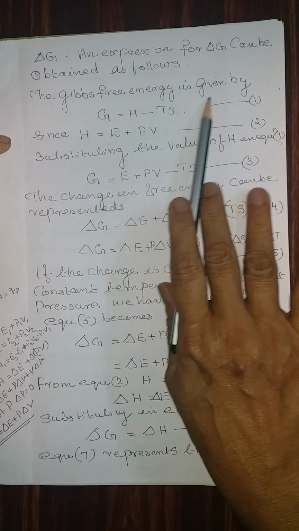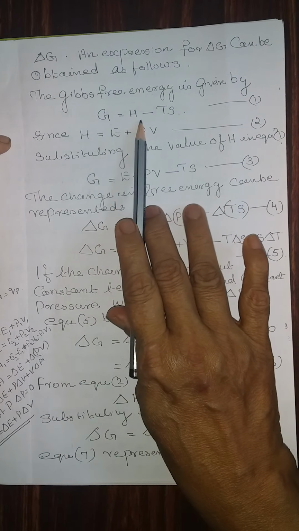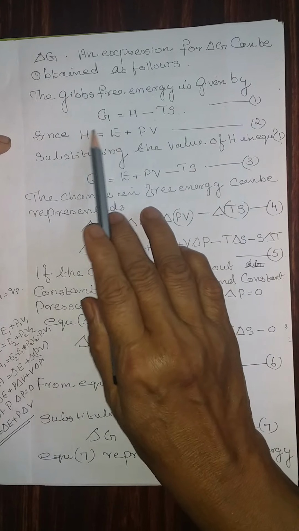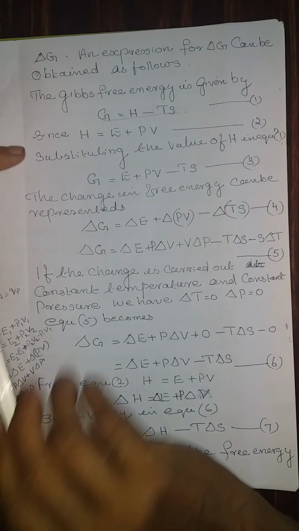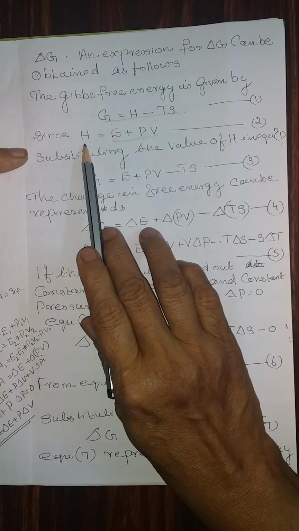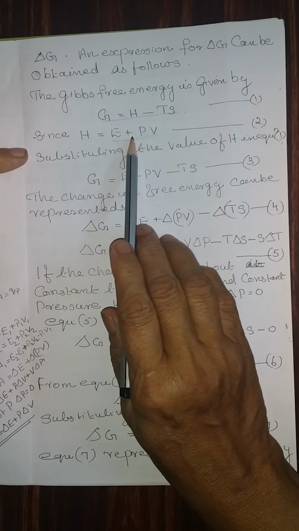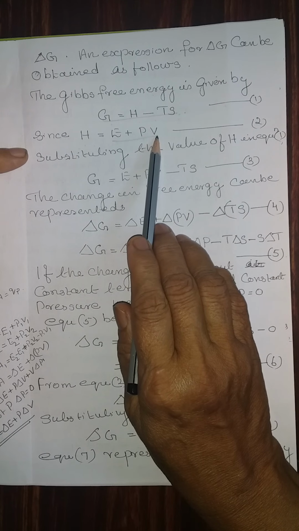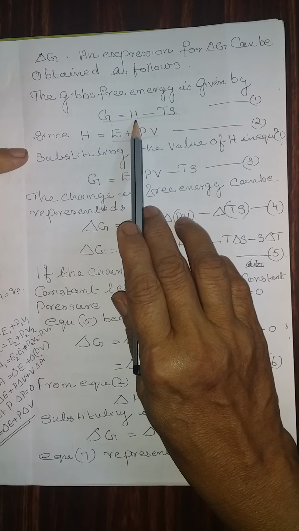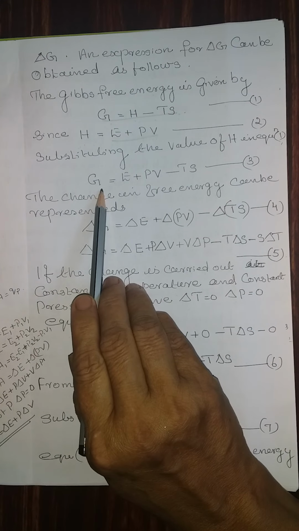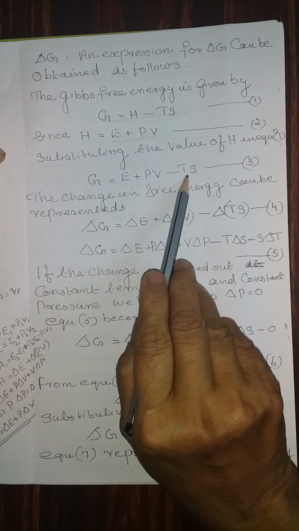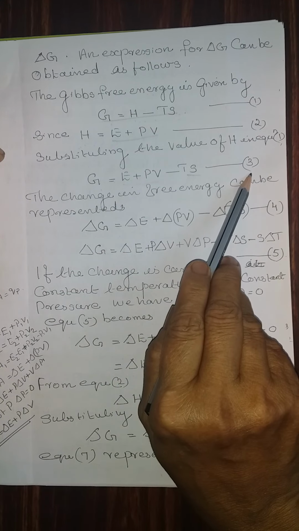The Gibbs free energy is given by G is equal to H minus TS, equation number 1. That is called the Gibbs free energy. Since H is equal to E plus PV, that means enthalpy is equal to internal energy plus the product of pressure and volume, substituting this value of H in equation number 1, we get G is equal to E plus PV minus TS, equation number 3.